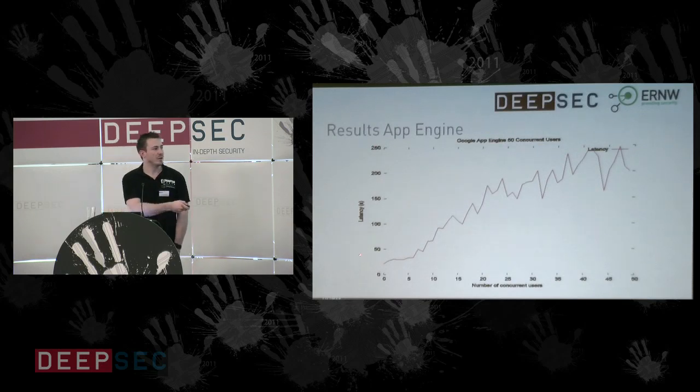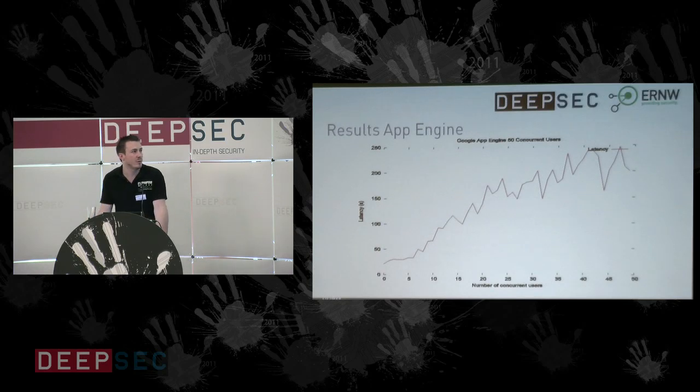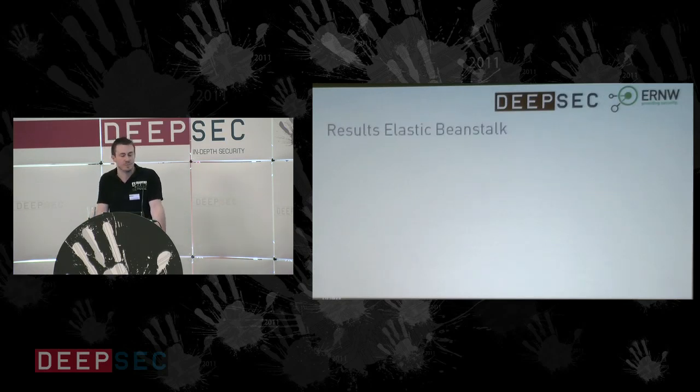But still, the development is not that bad. So this is one result. It's not that interesting to talk about it when we have no comparison. So the next result is of the Amazon Elastic Beanstalk.